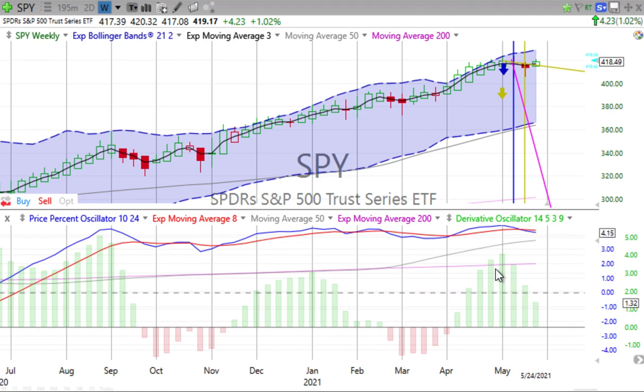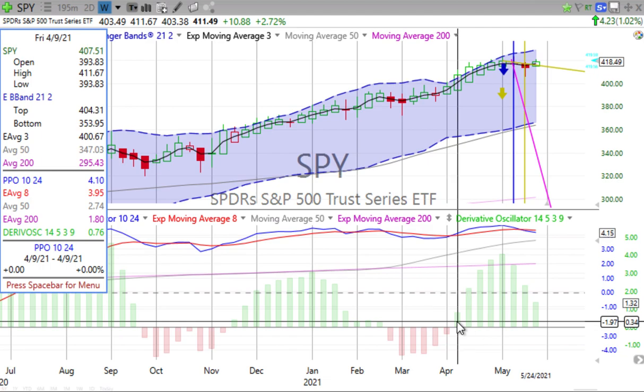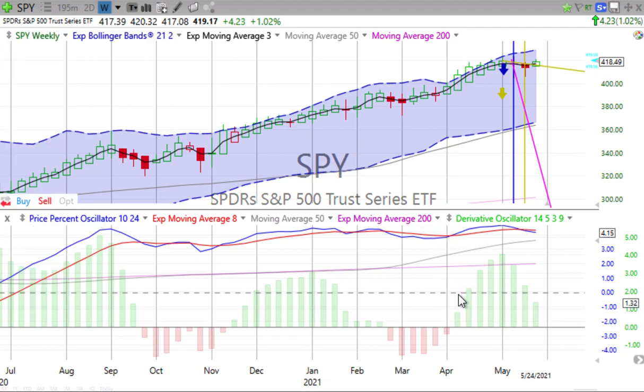And of course, what we like to see happen is the price percent oscillator and the derivative oscillator crossover at the same time. Typically, when the leading and the lagging cross at the same time, that is a good sign as to at least enough movement for us to capture a chunk of that and make a successful trade.